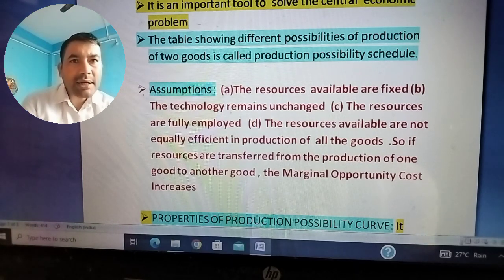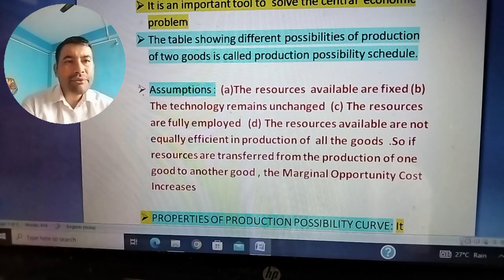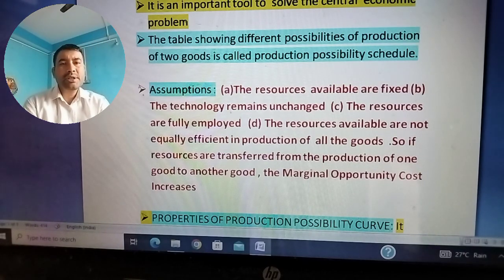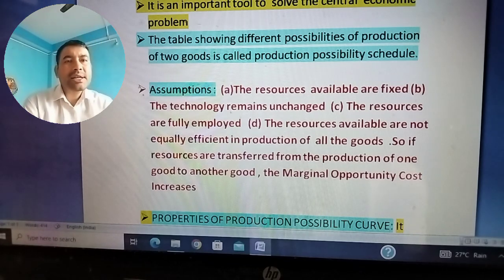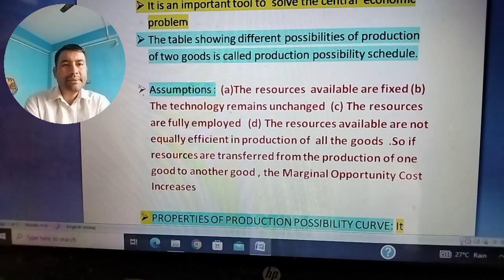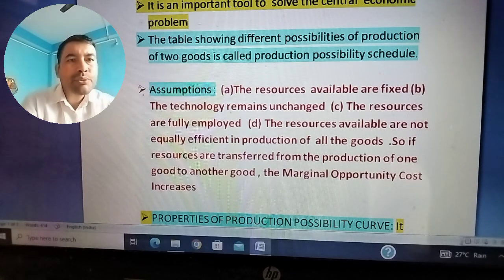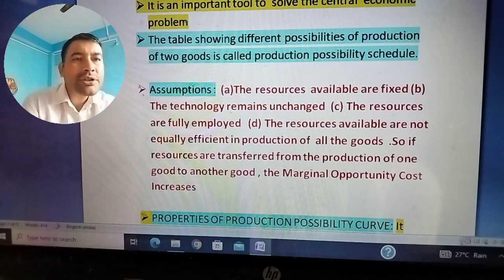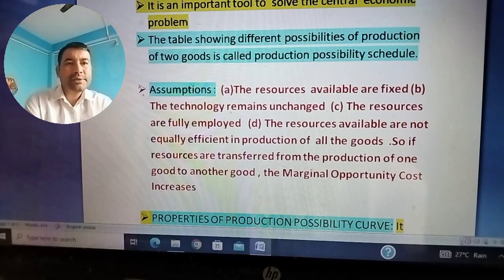While drawing PPF, we have to make certain assumptions. Number one, the resources available are fixed. Number two, the technology remains unchanged. That is, the level of technology is constant. Number three, the resources are fully employed. That is, we are using each and every unit of resources available. And number four, the resources available are not equally efficient in production of all the goods.